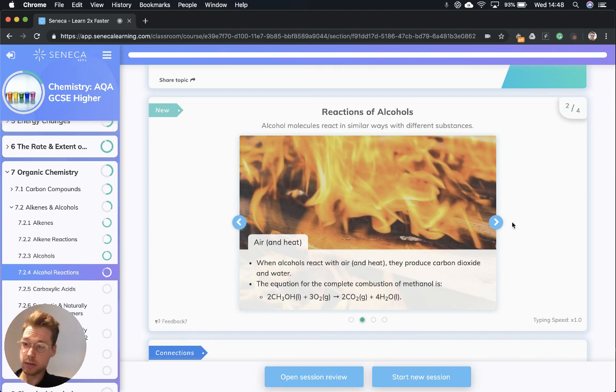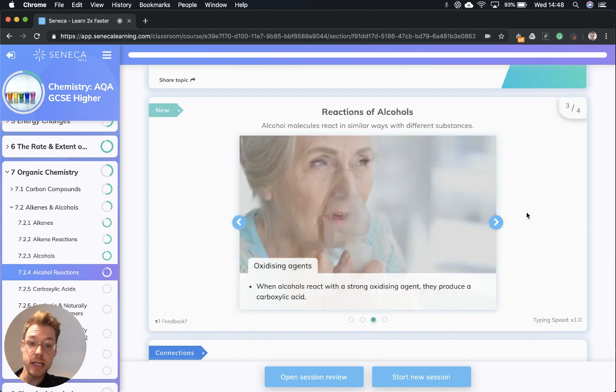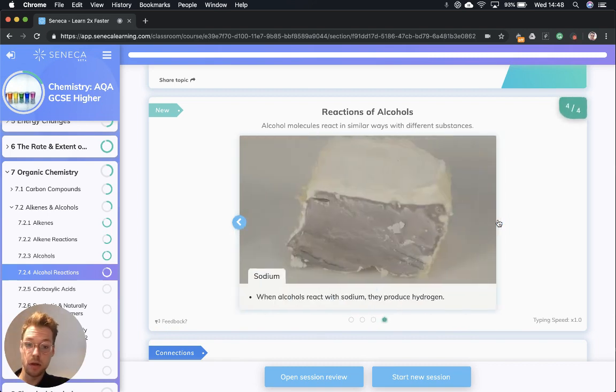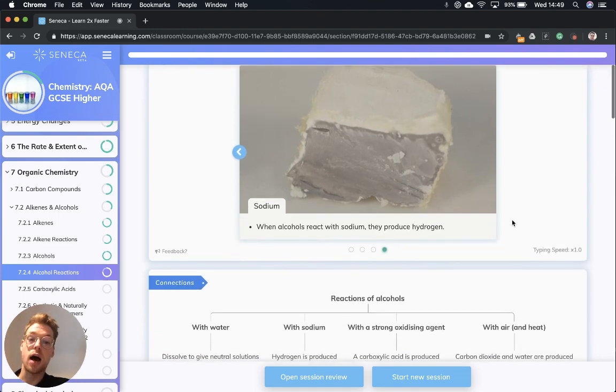Do you remember how to write the equation for the complete combustion of an alkane? If you don't, go check out that revision episode. The next reaction is with oxidizing agents. So when an alcohol reacts with a strong oxidizing reagent, they produce a carboxylic acid. Okay. And finally, when alcohols react with sodium, they produce hydrogen.